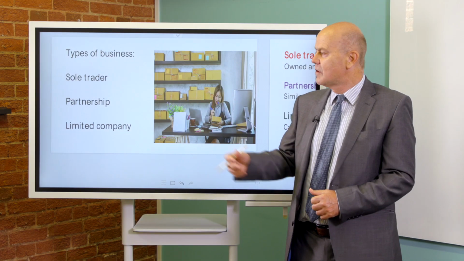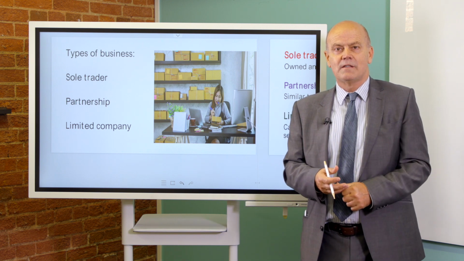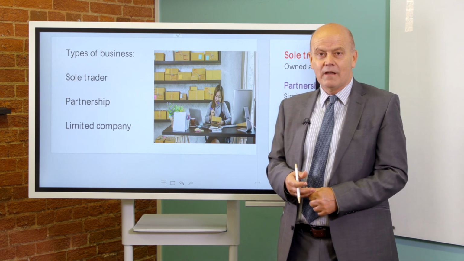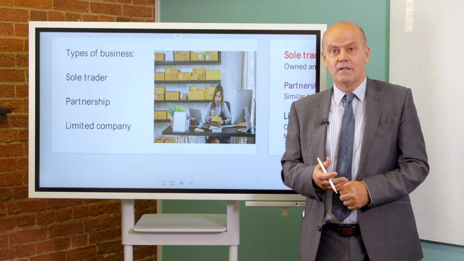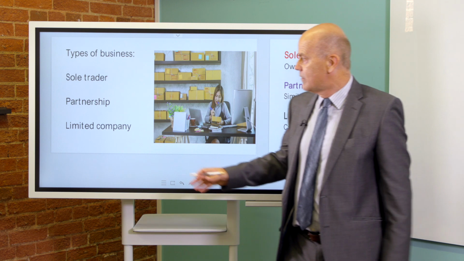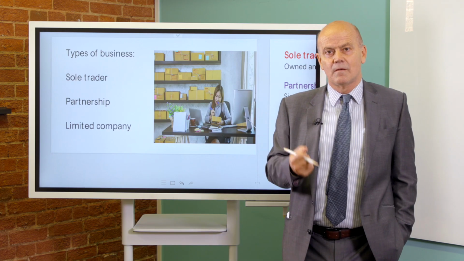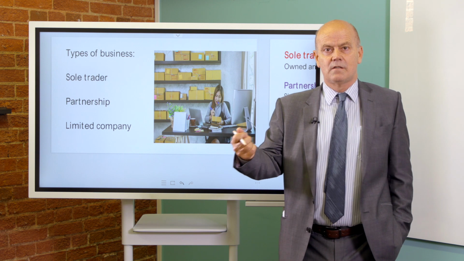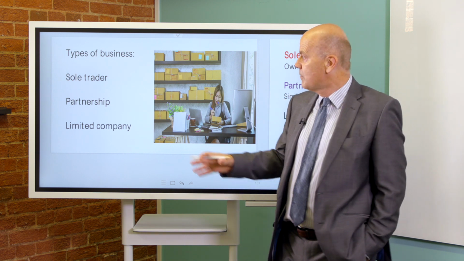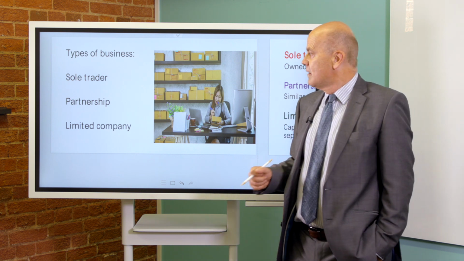Okay, so we're going to talk about the typical forms a company or a business may take. We really have three alternatives, three different types of business organization: a sole trader, a partnership, or maybe a limited company. In this clip, we're going to talk about those three types, their advantages and disadvantages, and why you may choose one of these to run your business through.